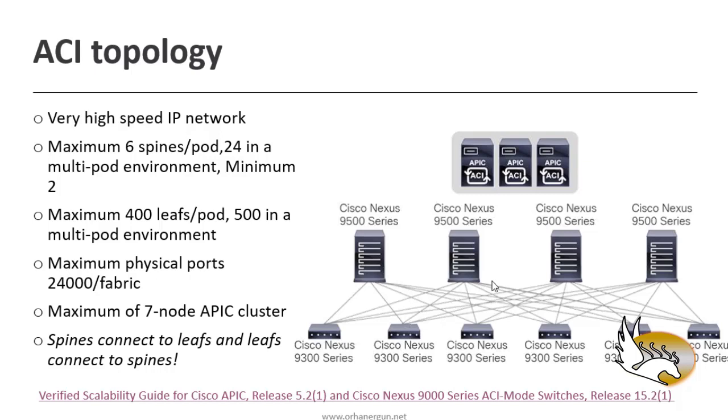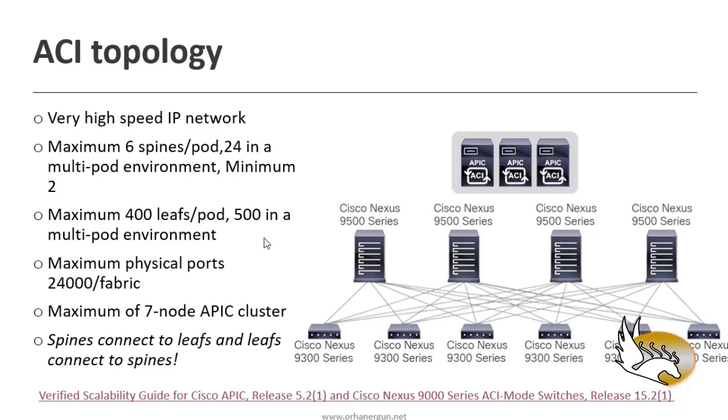And the links between these switches are going to be that high speed. Now, in a pod, you can have a maximum of 6 spines. And you can have 24 spines in a multi-pod environment, which means that if you have multiple locations and all of them are connected to each other in a pod fashion, you can have up to 24 spines for the whole data center.